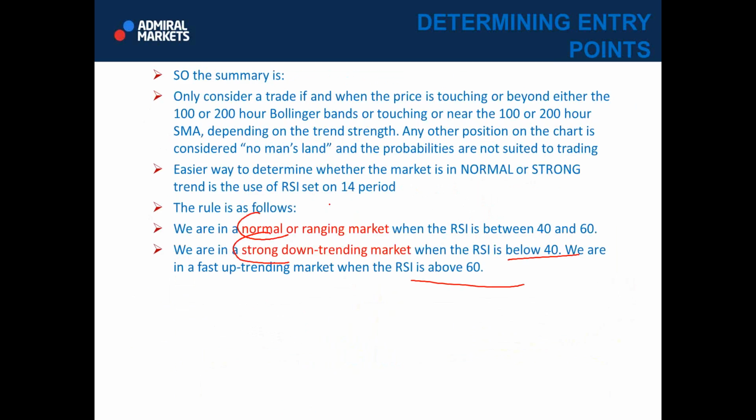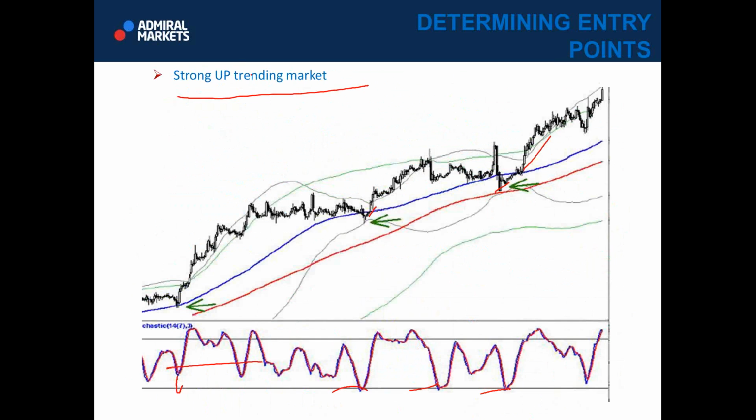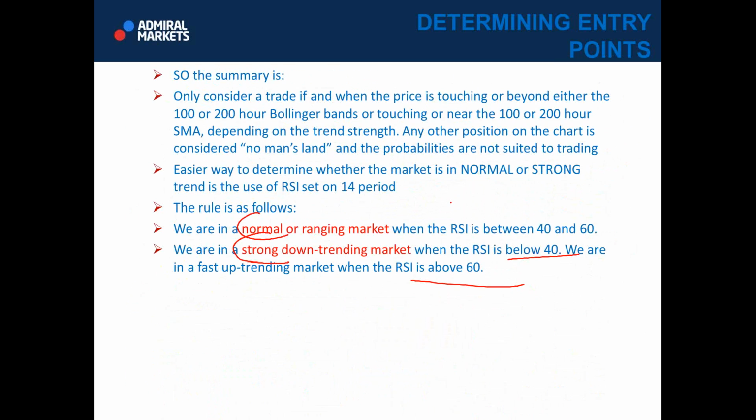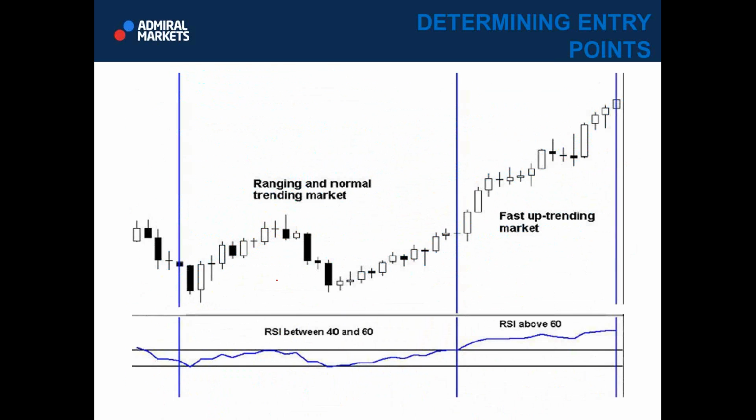Now, pay attention. You can do it like this. You can do it if you're experienced by your naked eye. But sometimes it's easier to use an indicator to tell you that. So you can use RSI to determine whether the trend is normal, fast, or strong and ranging. Okay? So first, the rule.